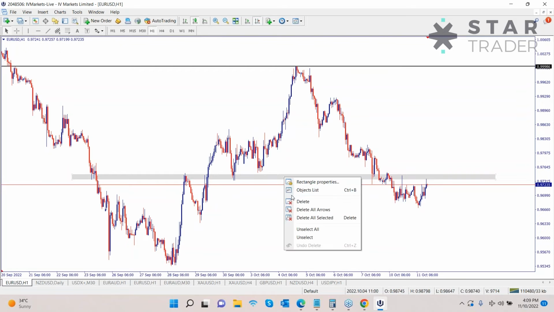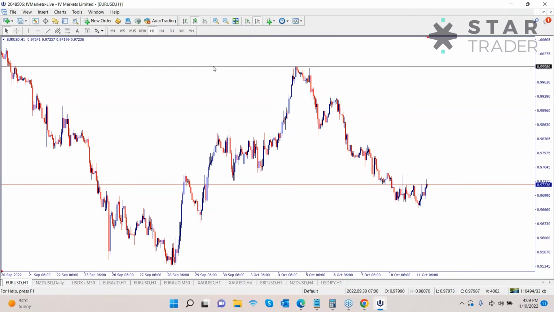Now let's start with the horizontal line first. I told you, you just need to go here, and from here you just need to click on this horizontal line, and when you click on this, it will appear like this, and wherever you want to place it, you can simply click and draw. So this is how we use the horizontal line.